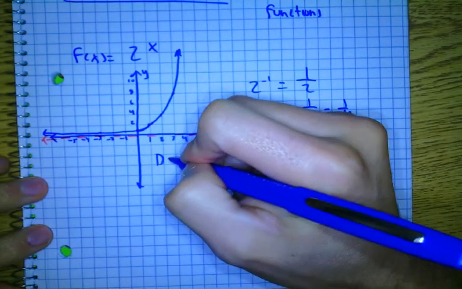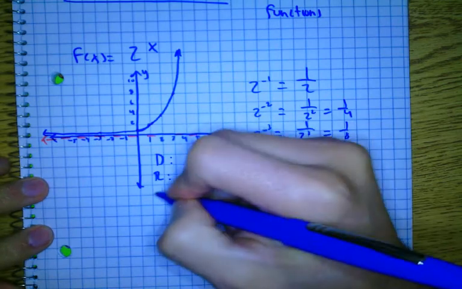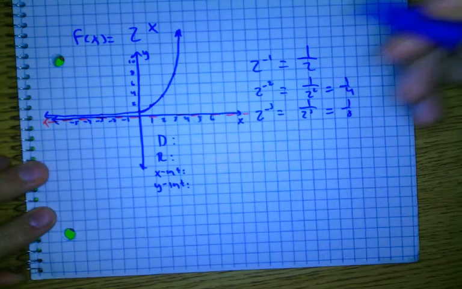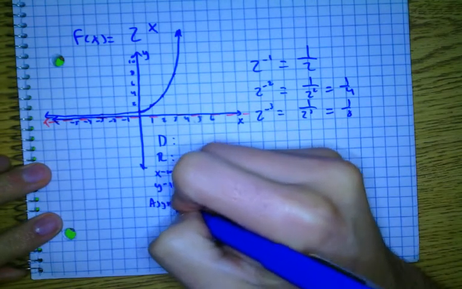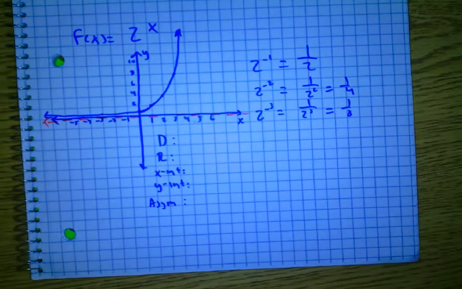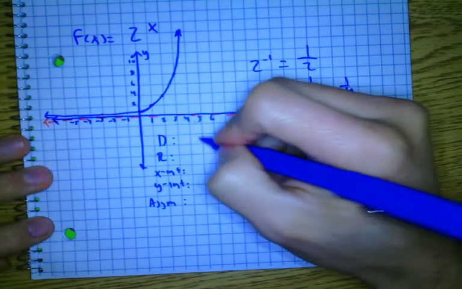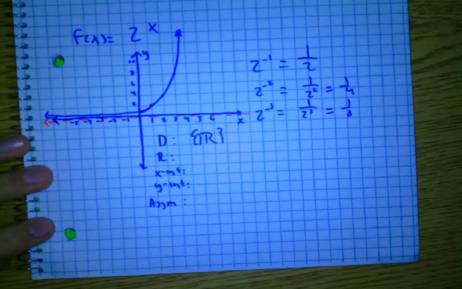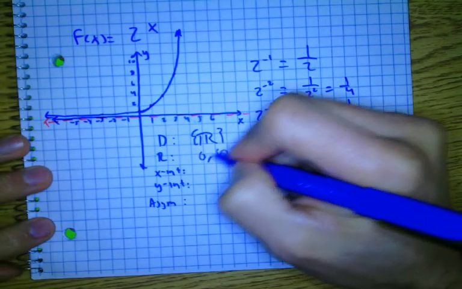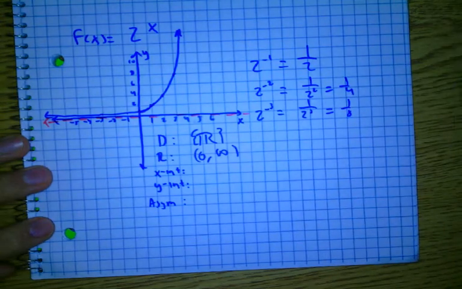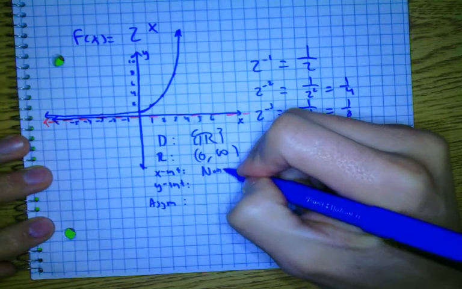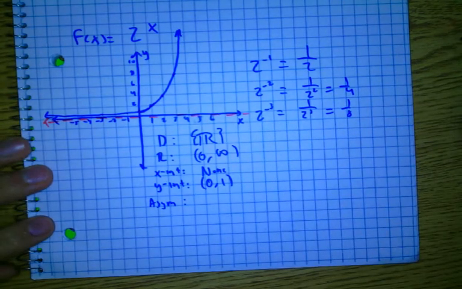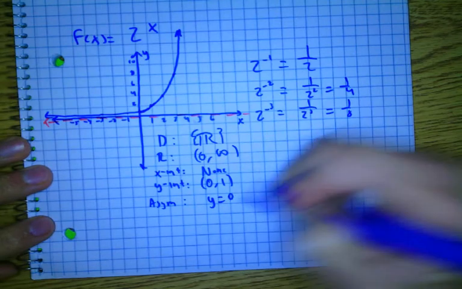So let's talk about a few things about the graph. What's the domain of this graph? What's the range? What's the x-intercept? What's the y-intercept? And then if we have an asymptote. Okay, so domain, what do we see? It's going to be all real numbers. What about the range? 0 to infinity, very good. X-intercepts? None. Y-intercept? 0, 1. Asymptote? Y equals 0, very good.